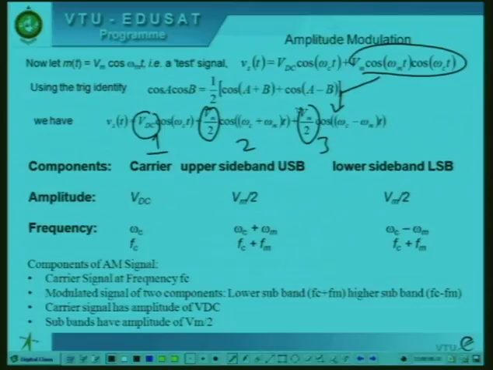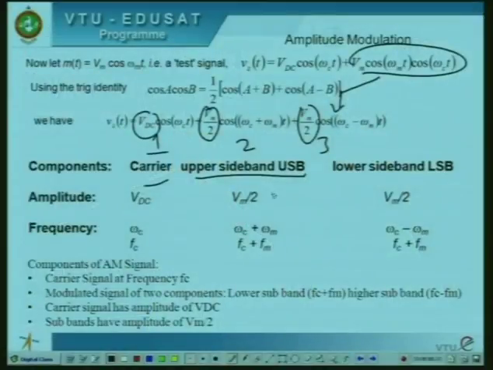Okay, the modulating signal Vm has now been reduced to Vm by 2, and VDC is now the amplitude of the carrier. Now let us understand the three components of the amplitude modulation signal. In terms of amplitude, we have VDC of the carrier. Then the signal at omega c plus omega m, we call it the upper sideband, which has an amplitude of Vm by 2 and a frequency of Fc plus Fm.